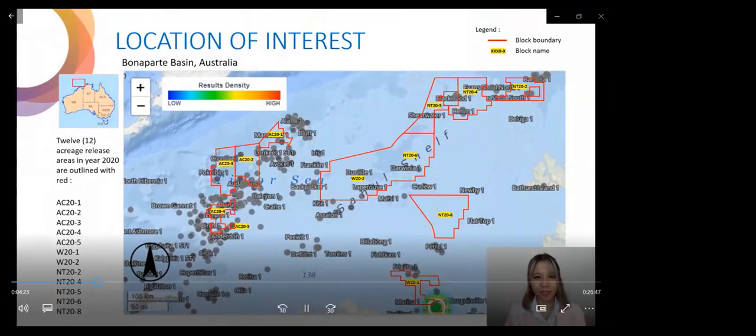This map is basically just to show you the 12 acreage blocks which were released this year. Outlined in red represents the block boundary. So basically this case study will be focusing more on the wells close to this location of interest.